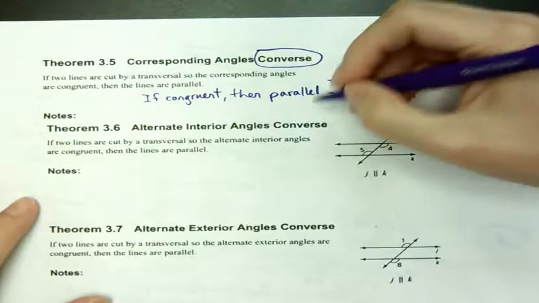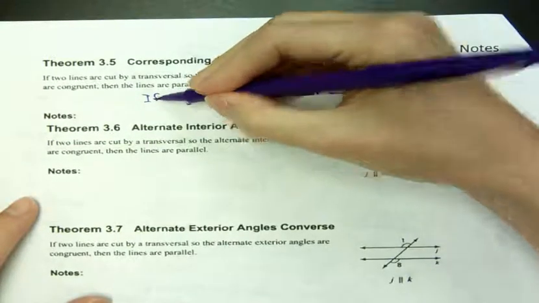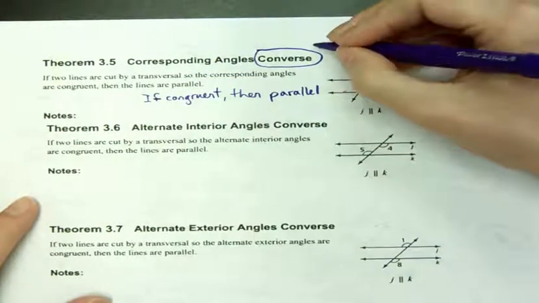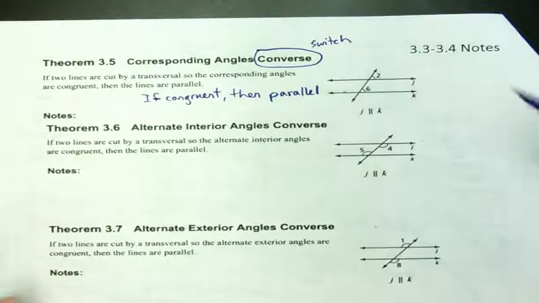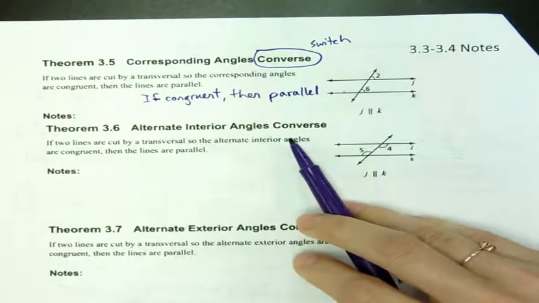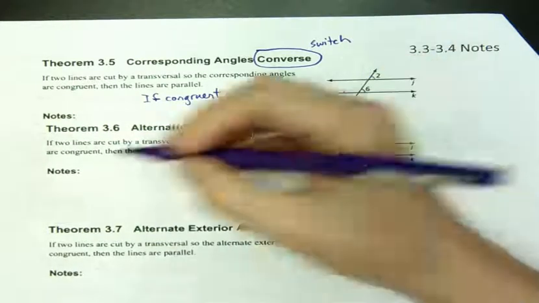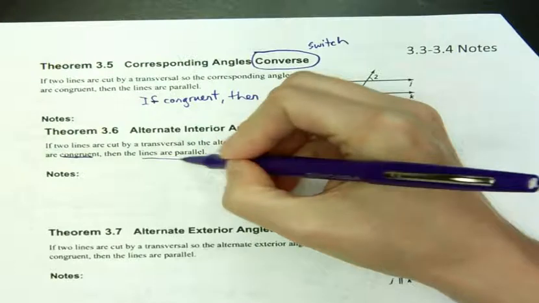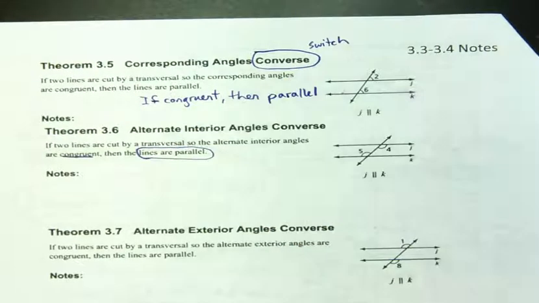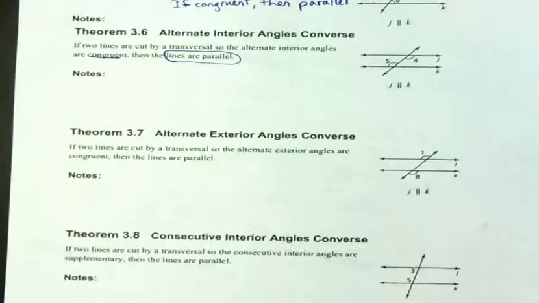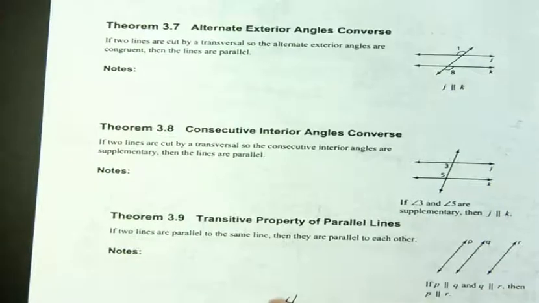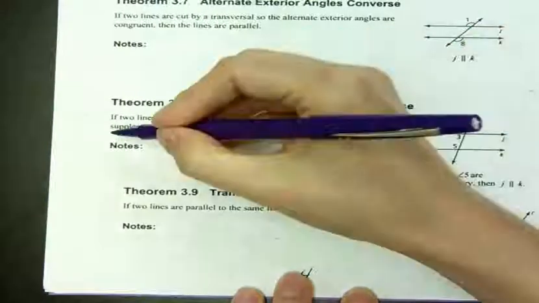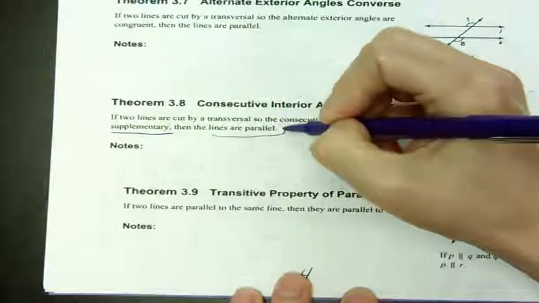So when you see those words converse, it's just saying if we know they're congruent, therefore we can say they're parallel. So the converse is when we switch. And then alternate interior angles converse, so same thing. If we know that they are congruent, then the lines are parallel. Same thing we learned last time, just flipping it around. And then same thing for alternate exterior. Consecutive interior angles are if they are supplementary, then the lines are parallel.